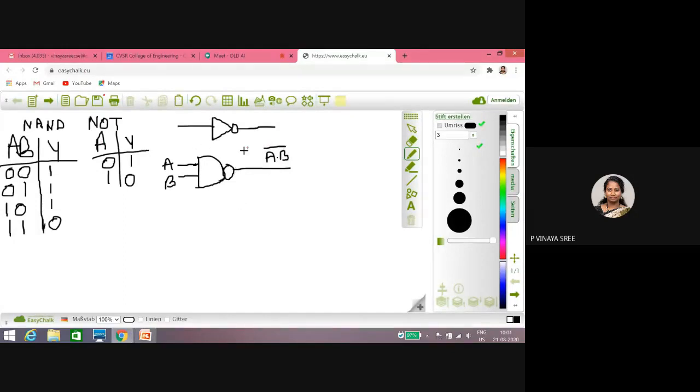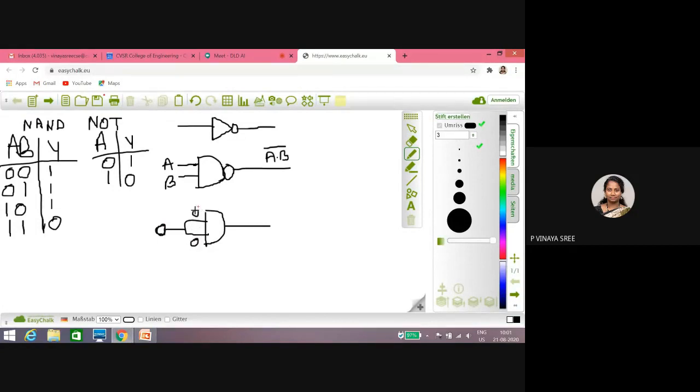Now this NAND gate has to work like a NOT gate. To do that, what I'm doing is connecting these two inputs as one. So I'm giving one input. Now let me take an example. For this I want to give 0. If I pass input 0, then definitely you will get 0 here and 0 here.